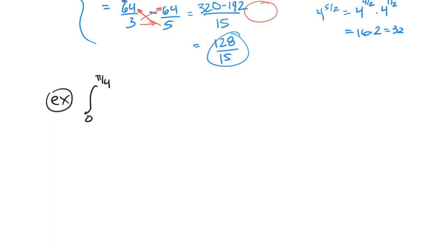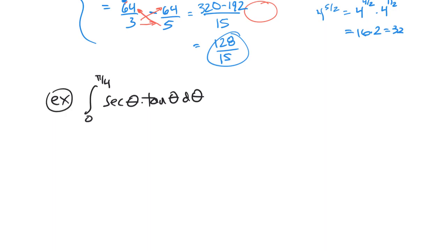0 to pi over 4, secant theta, tangent theta, d theta. So remember, press pause, try it on your own, and then check back. That's the best way to learn math, right? You guys know that. The best way is not by watching someone. It's by trying it yourself, hitting the little bumps in the road, and then learning from those bumps. So try it yourself, and then come on back.